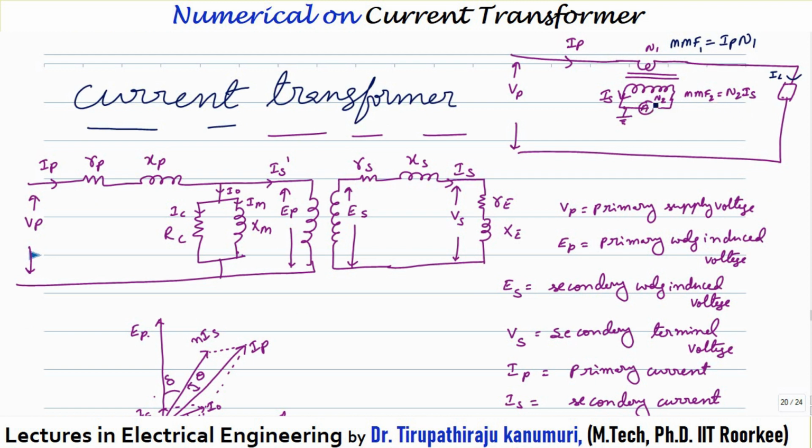This secondary is connected through some ammeter or it can be connected through some relay. Let us assume this ammeter or relay has an impedance of Re plus j times Xc. The voltage across that relay or ammeter is Vs, and the current passing through it is Is. For this we have to add the resistance of the secondary winding and the leakage reactance of the secondary winding. That gives my value of Es.